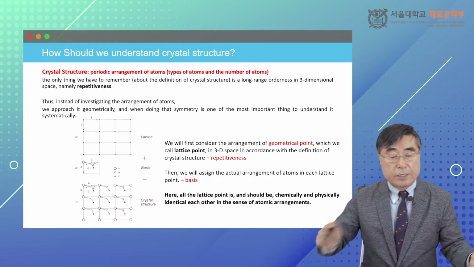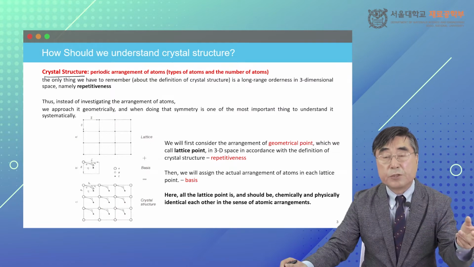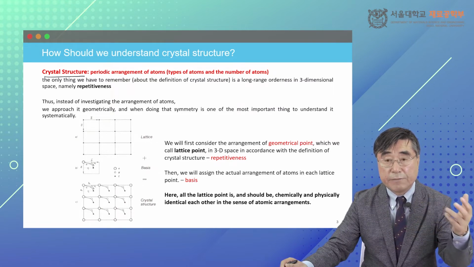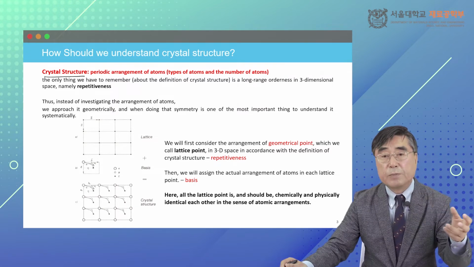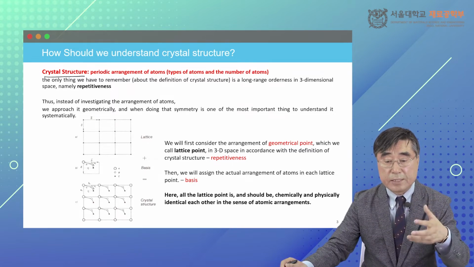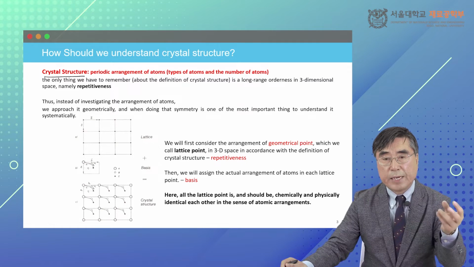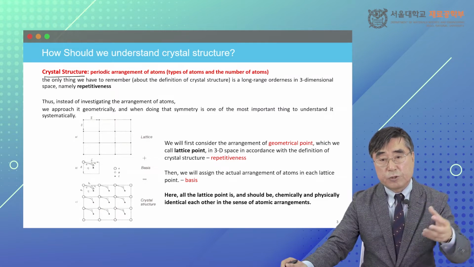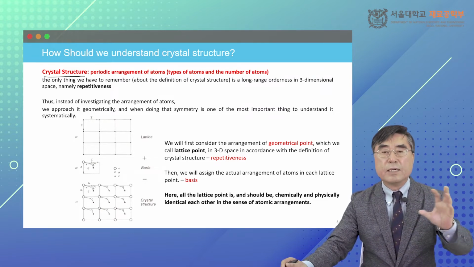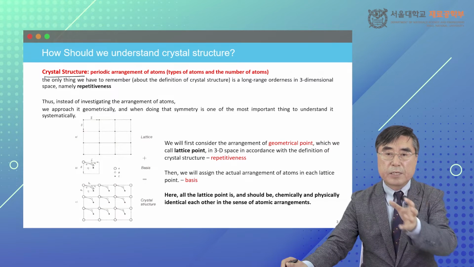Because of that, a crystal structure is basically defined by the periodic arrangement of atoms, and of course the types of atoms and the number of atoms can be quite different. So there are many different types of crystal structures and many different types of solid materials that have them. We try to understand systematically these crystal structures, which are composed of many different atoms and numbers of atoms. But we know that they should make some periodic arrangement.